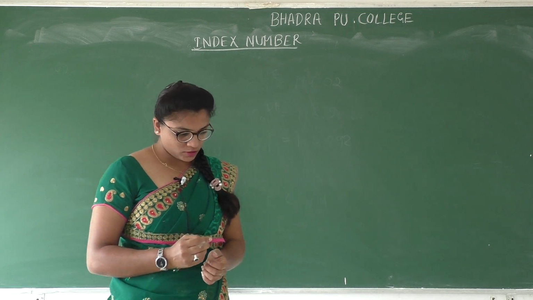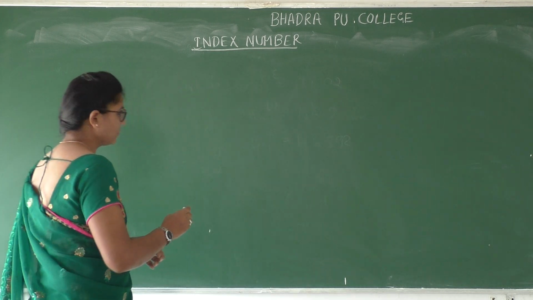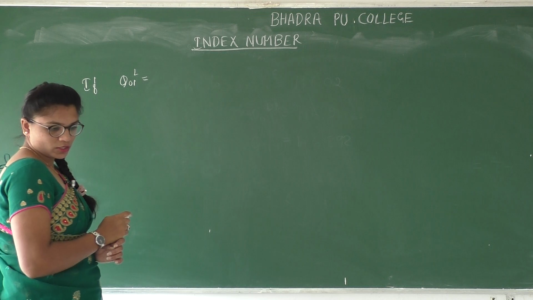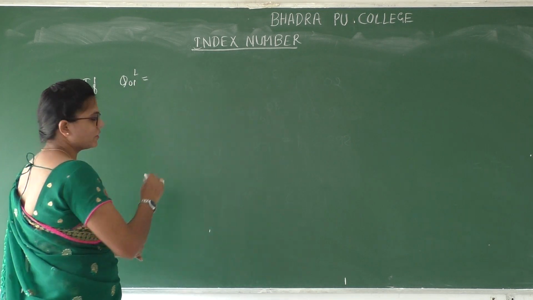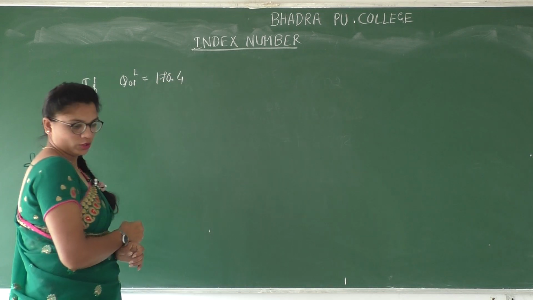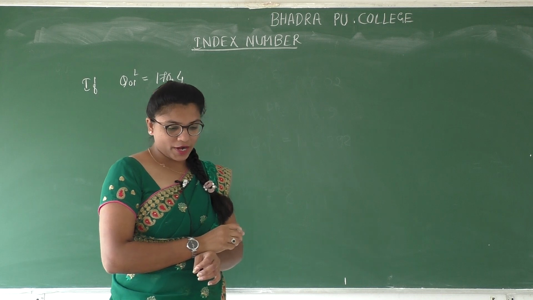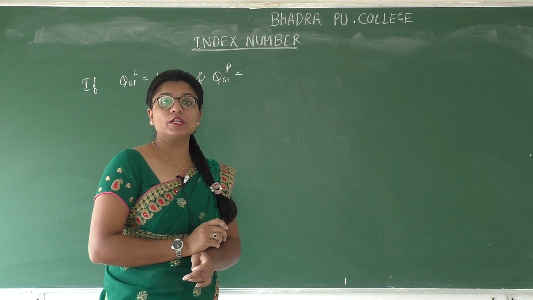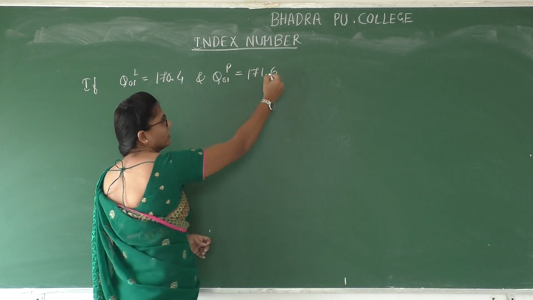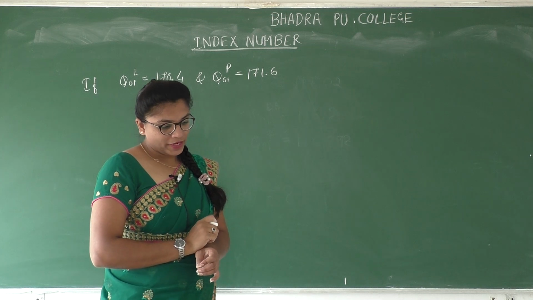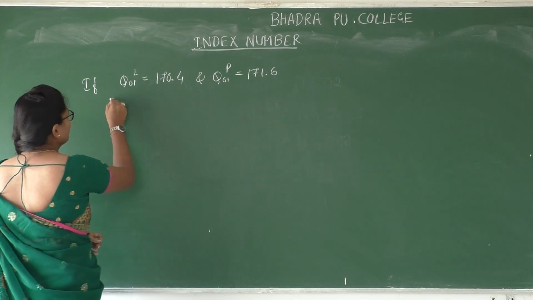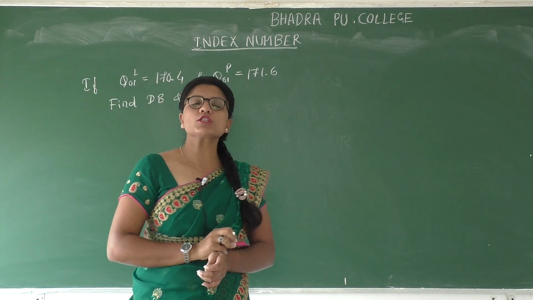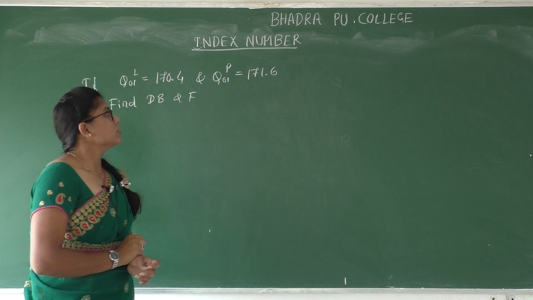If Laspeyres quantity index number Q01L is 170.4, and Q01P is 171.6, find DB and F. DB means Dorbish-Bowley's, F means Fisher's. Look at the problem.